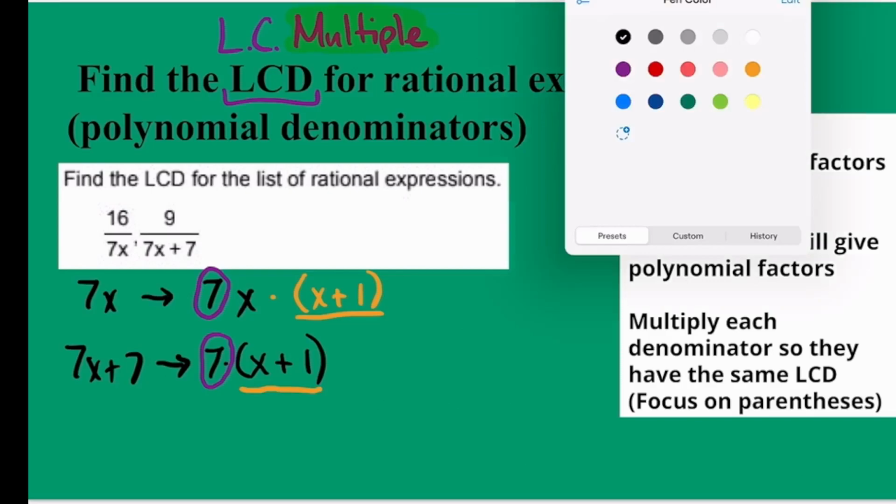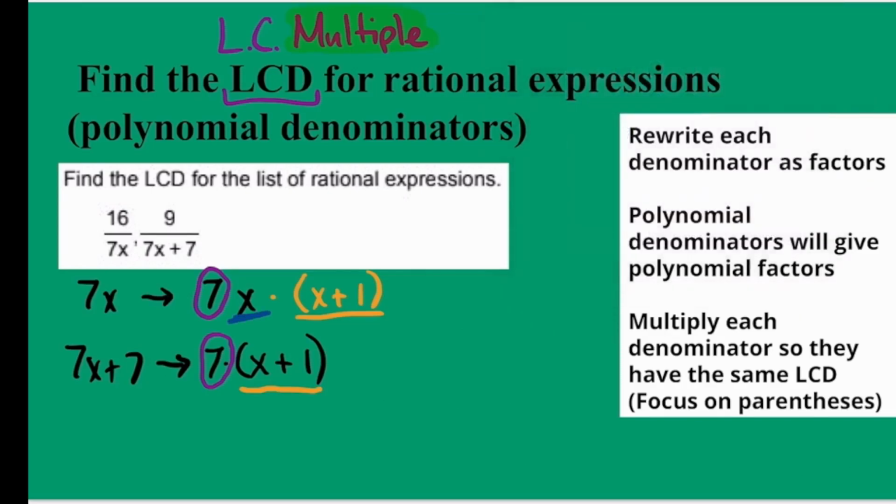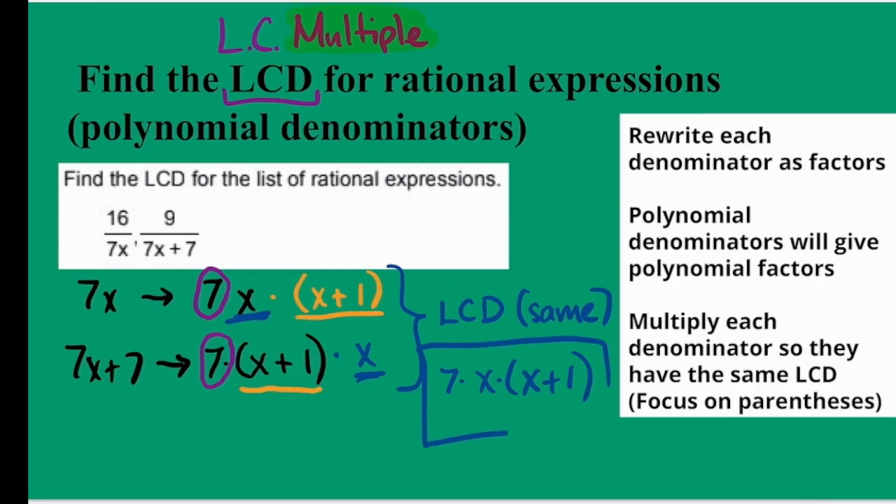The other denominator on top has an x, which means on the bottom, this other denominator, I need to multiply an x by itself. Now, these are going to be the same. So our least common denominator is both of these because they're the same. So it's going to be 7 times x times x plus 1. This is how I would leave the answer.